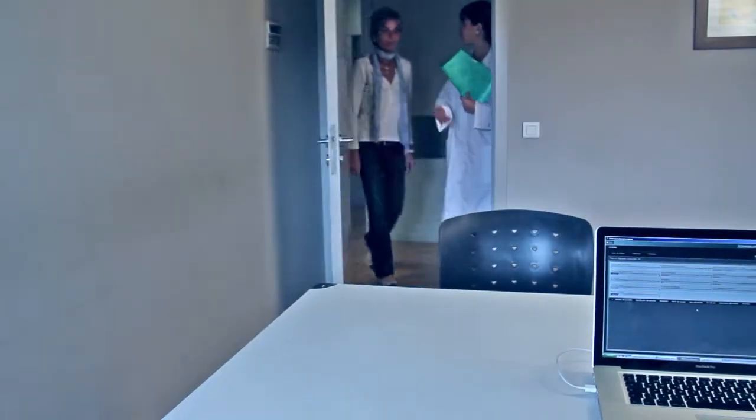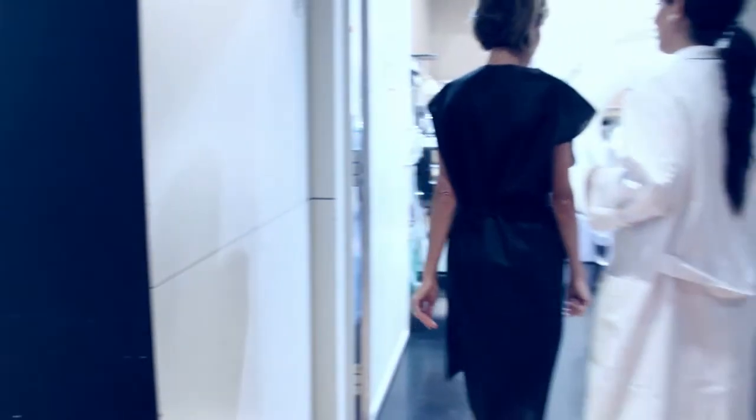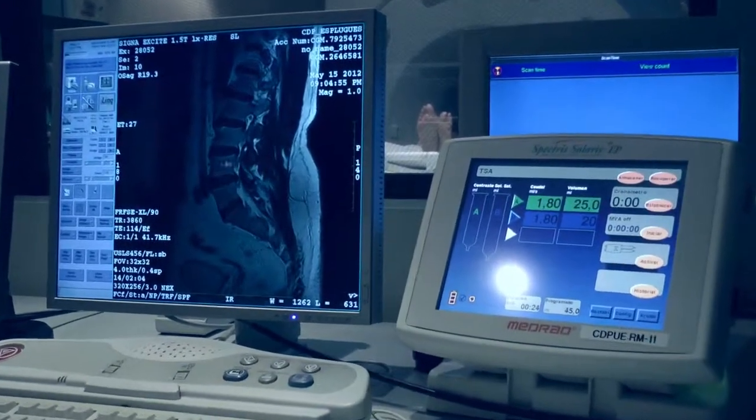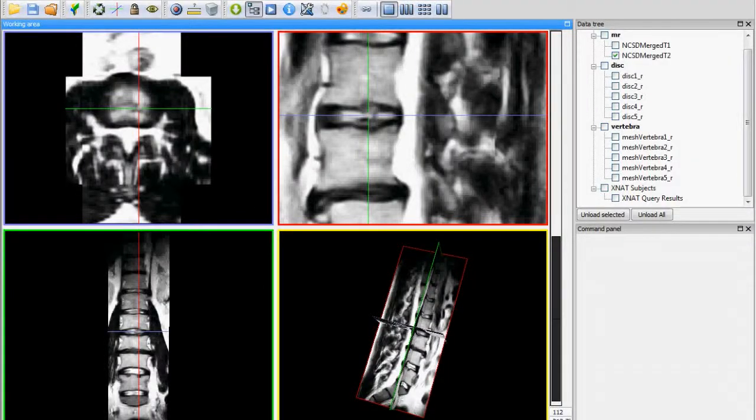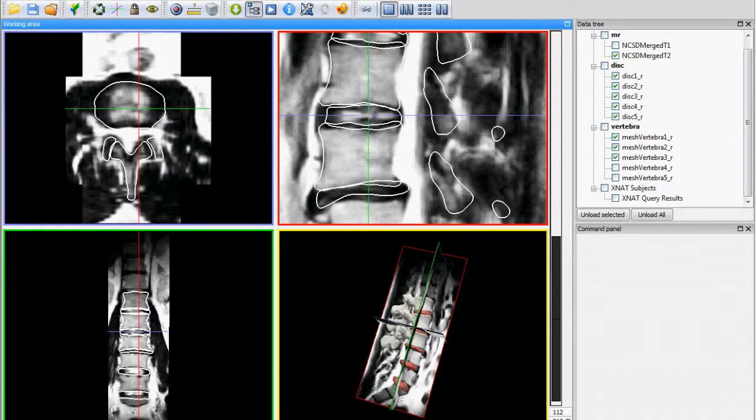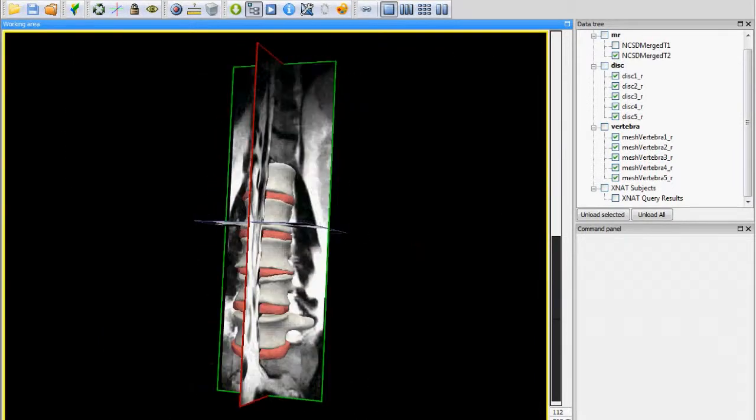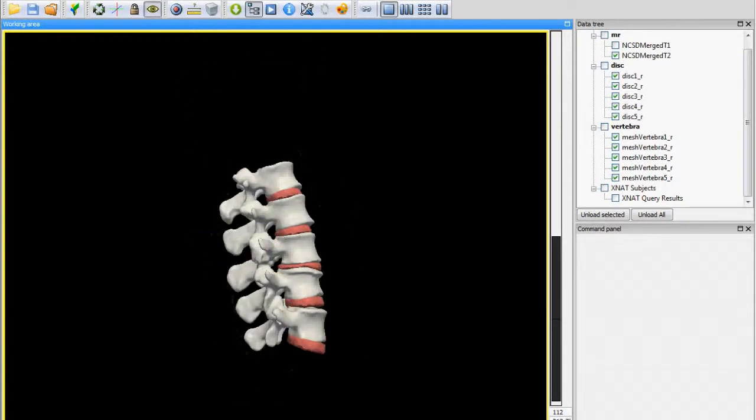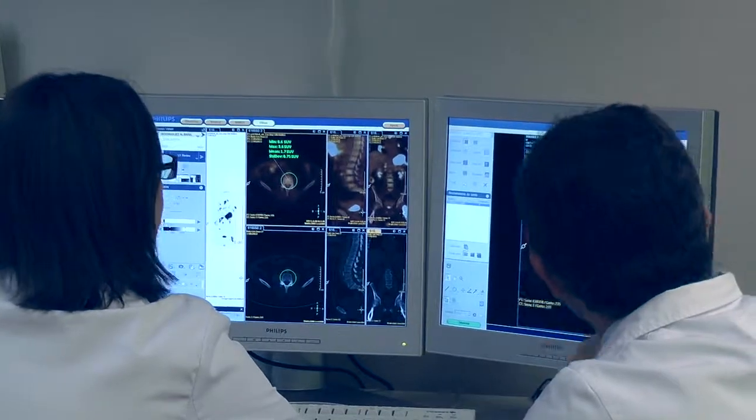MySpine begins when a patient with low back pain is sent by his general practitioner or surgeon to perform a computed tomography and magnetic resonance imaging scans of the lower spine to diagnose disc degeneration. Then, the medical images obtained from the scans are sent securely to the MySpine platform to create a 3D model of the patient's lumbar spine, including the bones, intervertebral disc, ligaments, and muscles.